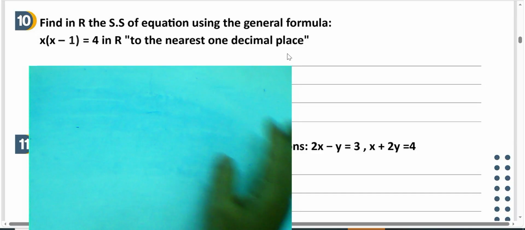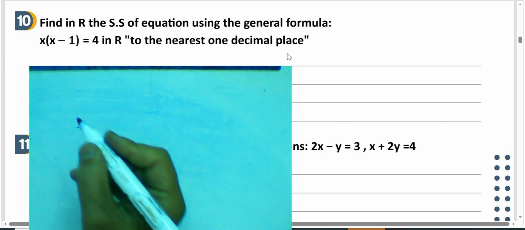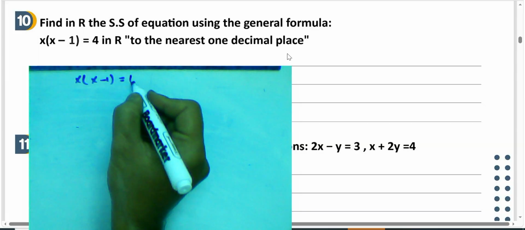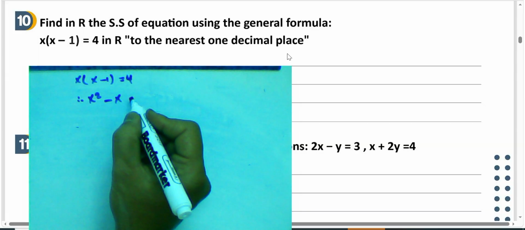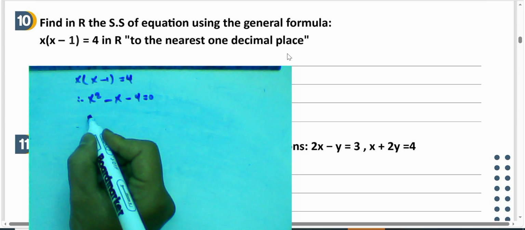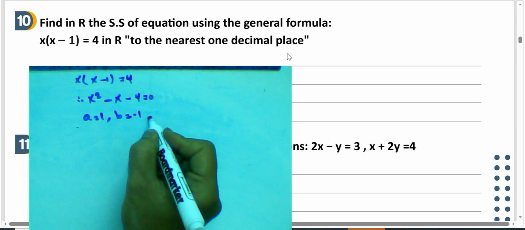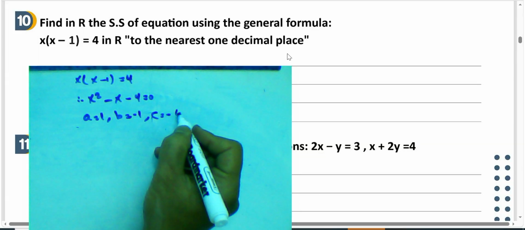Next question. Find in R the solution set of the equation using the general formula. We have x times x minus 1 equals 4, then x power 2 minus x minus 4 equals 0. The value a will be 1, b negative 1, and c negative 4.